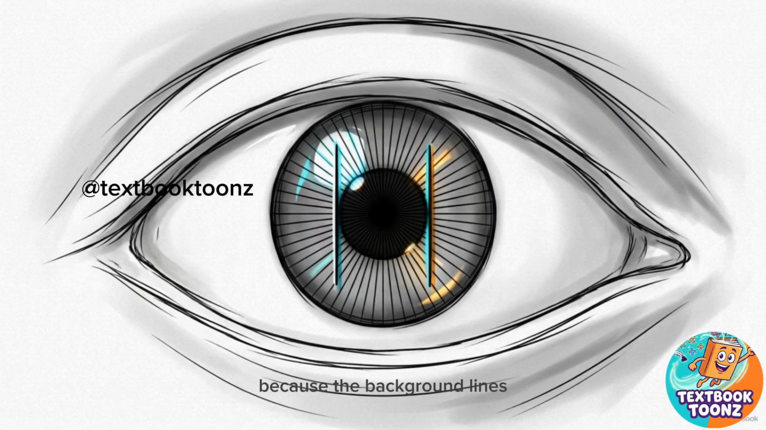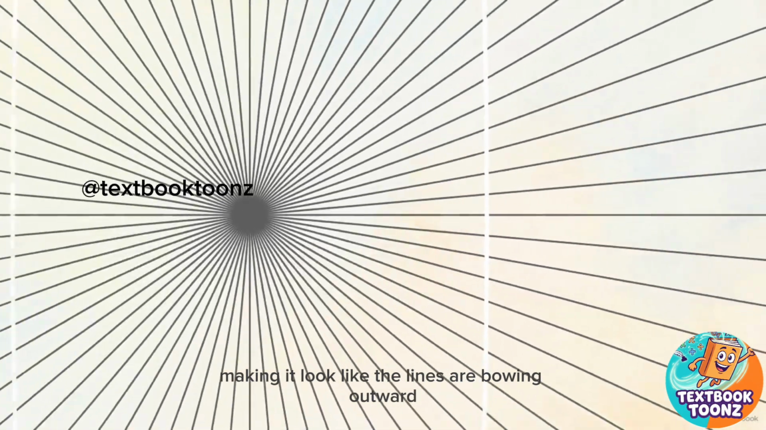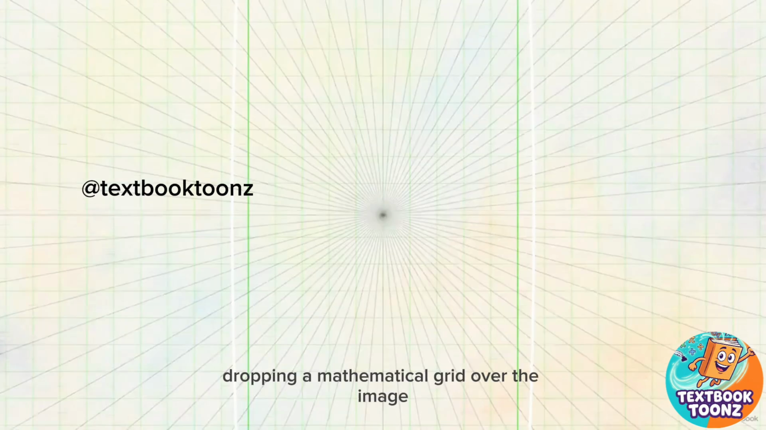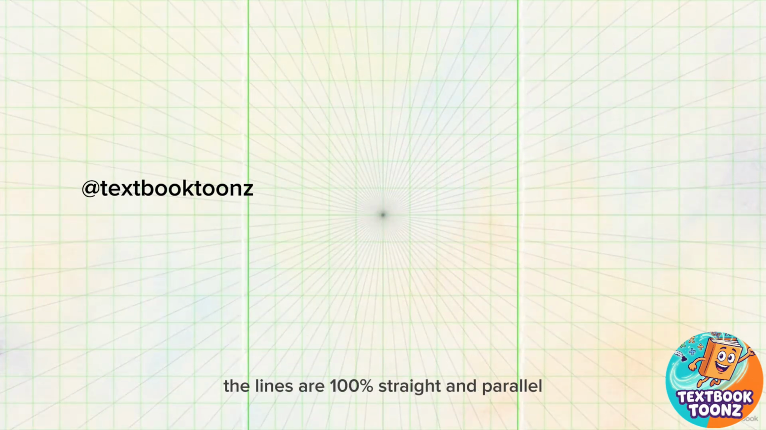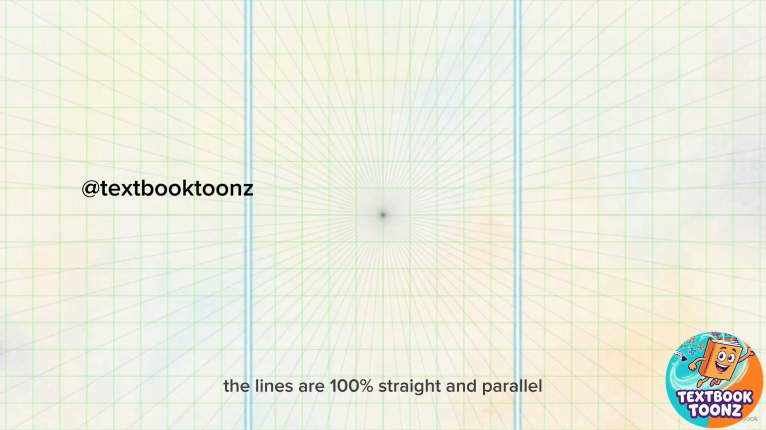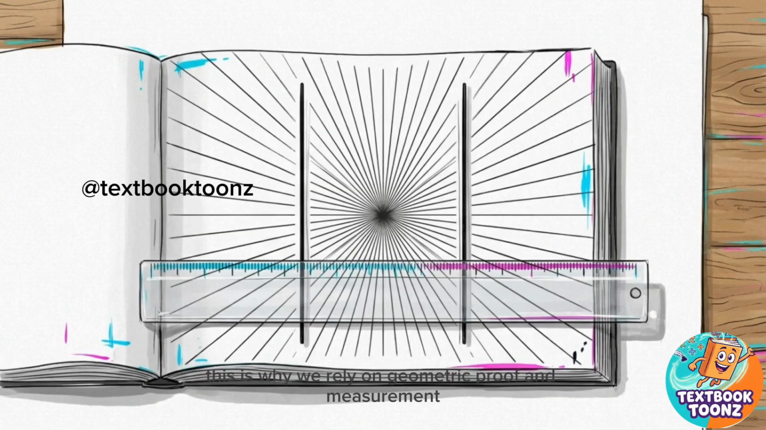Because the background lines intersect the vertical ones at sharp angles, your visual cortex exaggerates those intersections, making it look like the lines are bowing outward. Dropping a mathematical grid over the image reveals the truth. The lines are 100% straight and parallel. This is why we rely on geometric proof and measurement. Logic provides a clear answer, even when our eyes are being deceived.